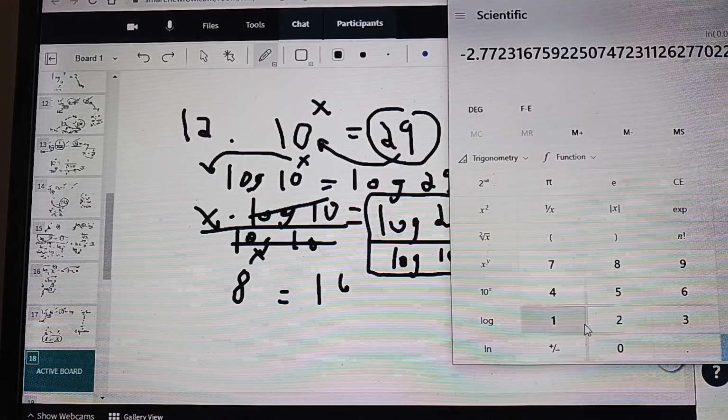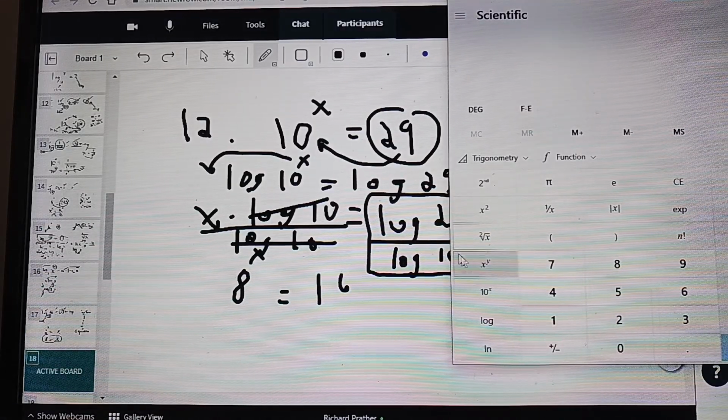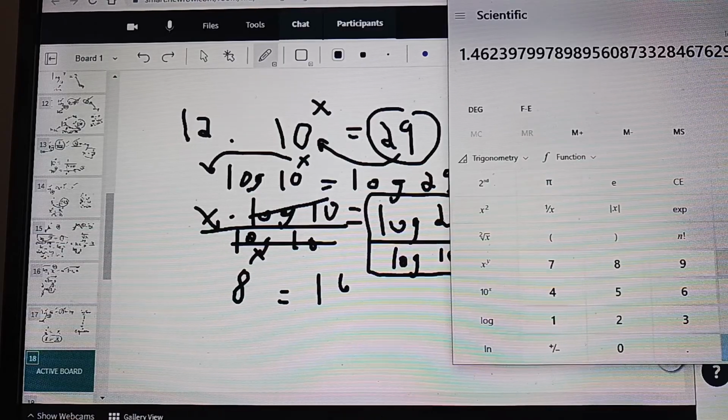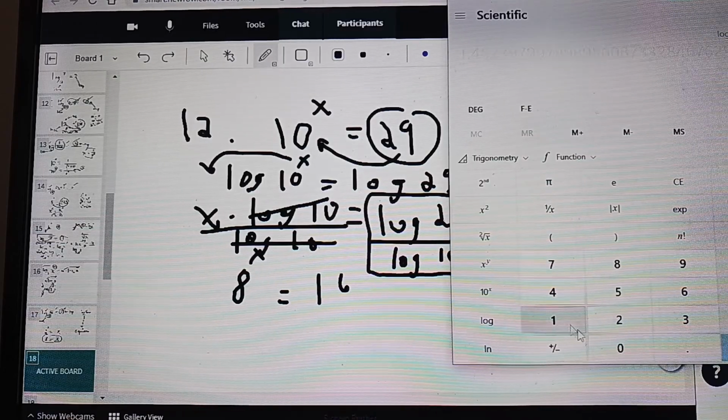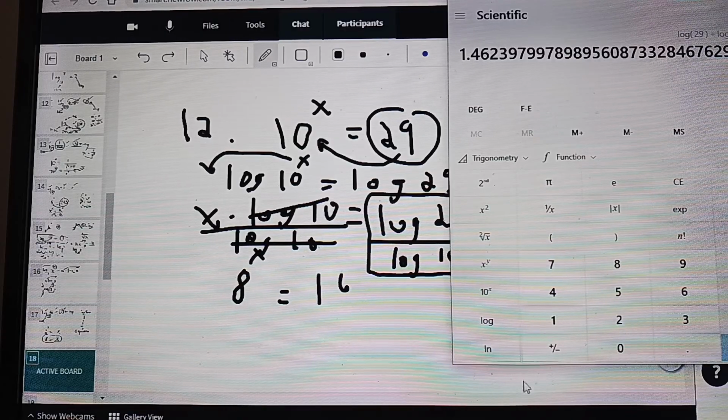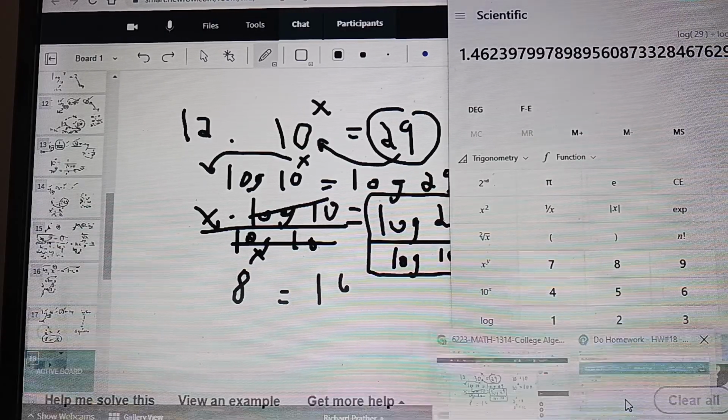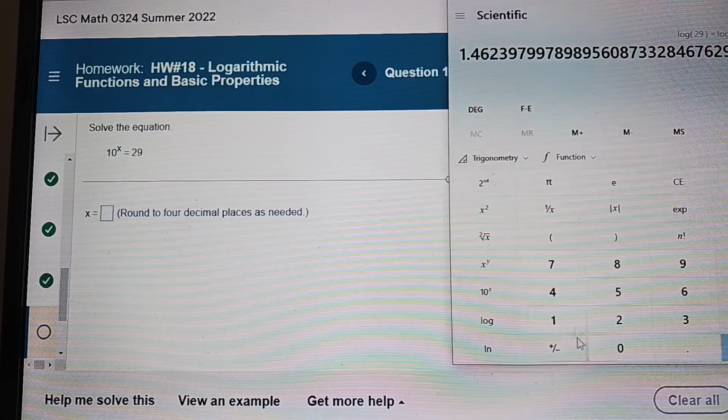So I've got 29 log divided by 10 log equals. And this is how many decimals? 4. So 1.4623, but after the 3 is a 9, so you got to add 1 to that 3 and make it a 4. 1.4624.